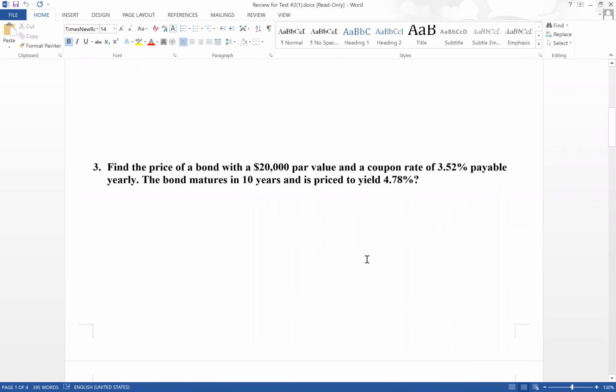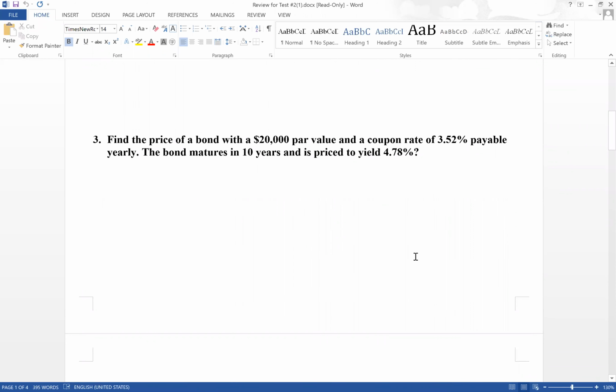Now let's look at question 3. The price of a bond with 20,000 par value and a coupon rate of 3.52% payable yearly. The bond matures in 10 years and the price will yield 4.78%. So this is the market return, right? The return from the market. Okay, let's look at it.